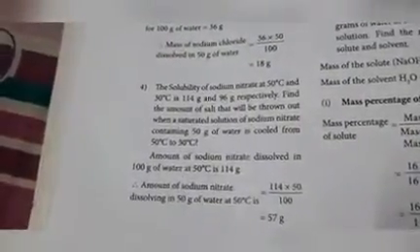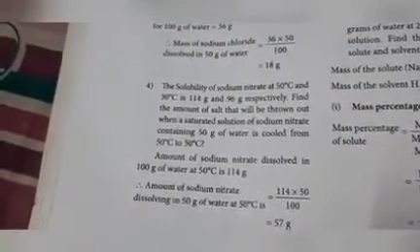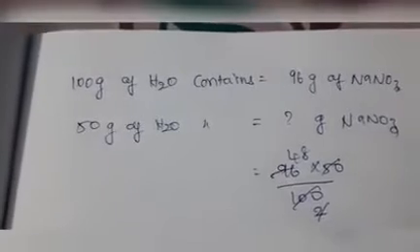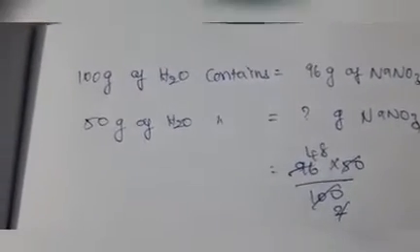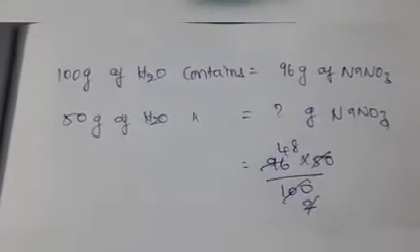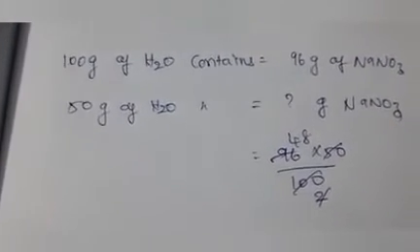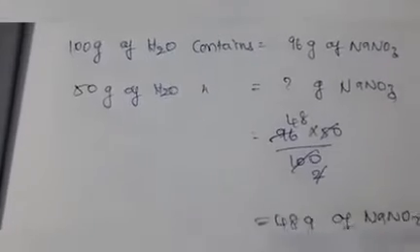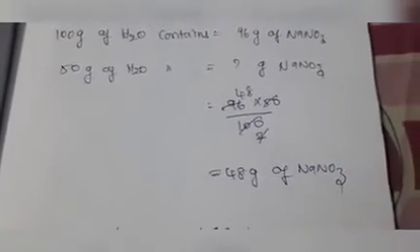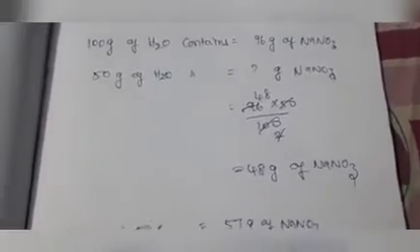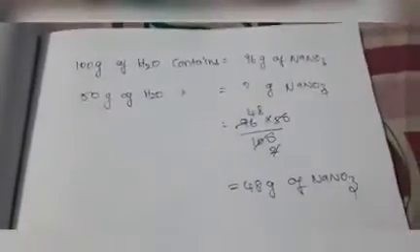See the first line. The solubility of sodium nitrate at 30 degrees Celsius is 96 grams. That only is taken here. 100 grams of water contains 96 grams of sodium nitrate. Then 50 grams of water contains how many grams of sodium nitrate? 96 into 50 divided by 100. If you simplify, you will get 48 grams of sodium nitrate. Now we have two values, one is 57 grams, another one 48 grams.